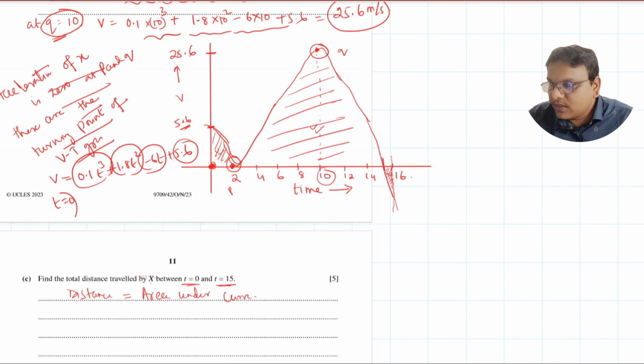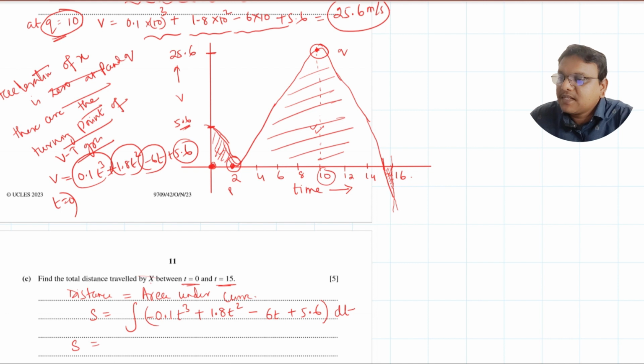See, basically we have to take the integration here. So distance is equal to the integration of minus 0.1 t cube plus 1.8 t squared minus 6t plus 5.6, dt. Integration of velocity is equal to distance, right? Now s is equal to, basically we are going to put a limit here. The first limit is from 0 to 14, then we'll put the limit 14 to 15, because between 14 and 15 it is negative, so I'll put the limit again. So we have 2 time intervals.